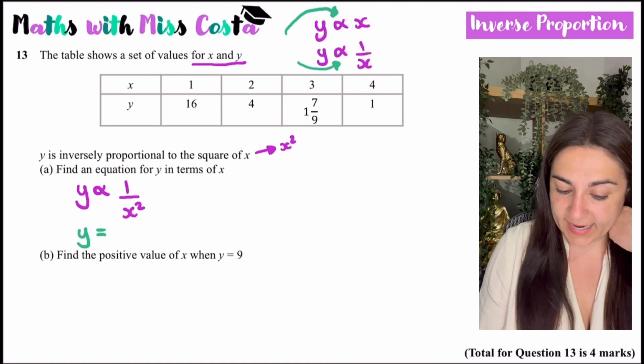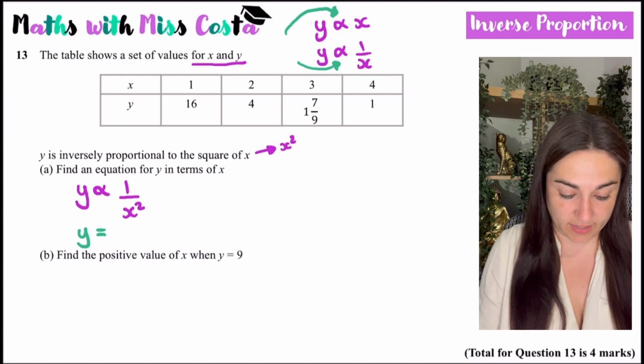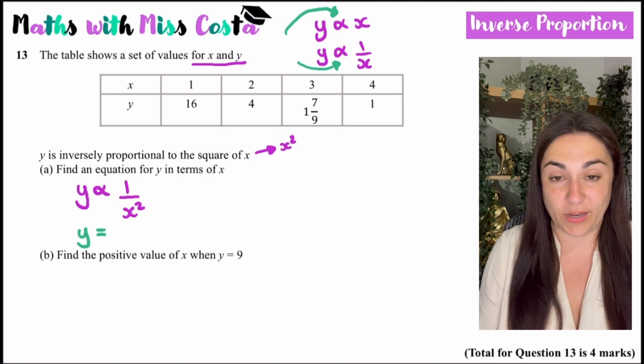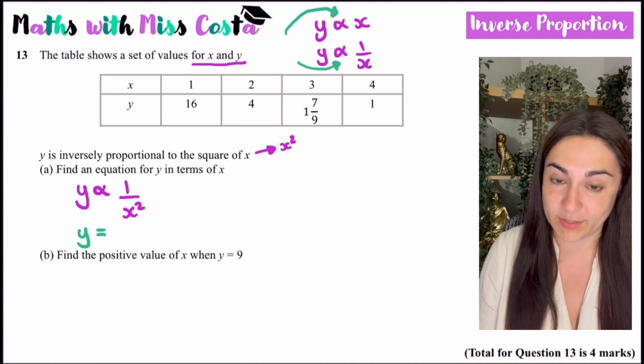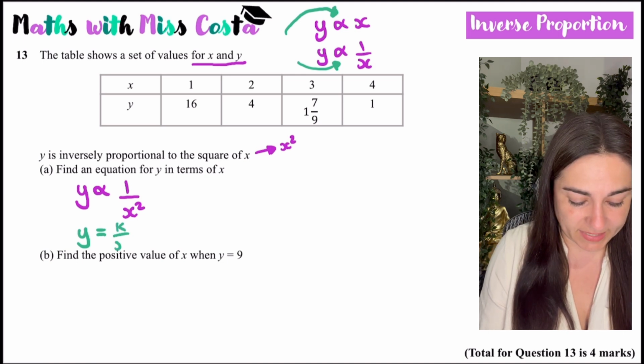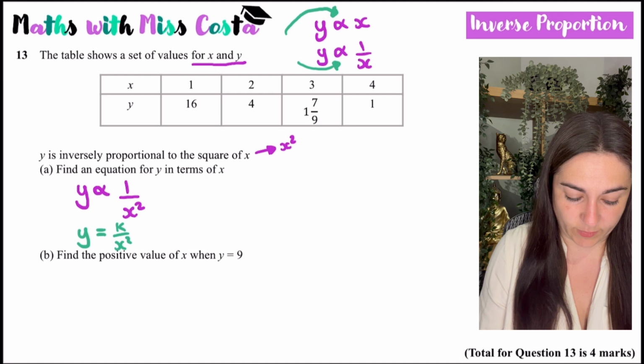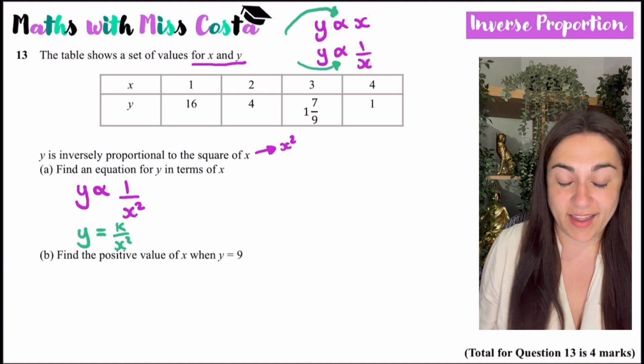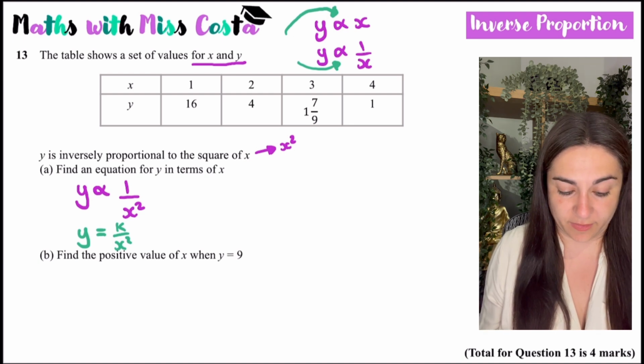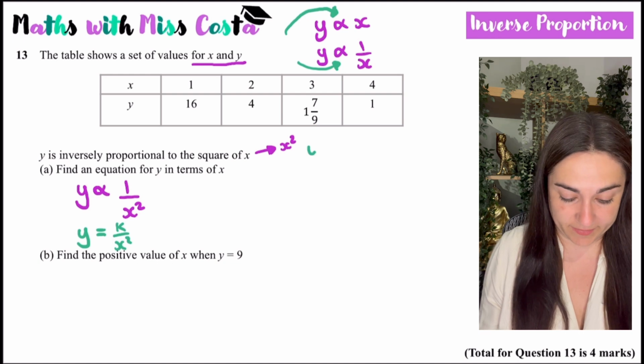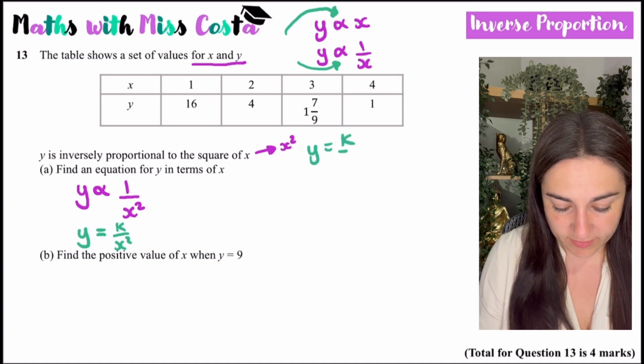So y isn't actually equal to the square of x, it's proportional to the square of x, which means it's going to be something divided by x squared. And I don't know what that something is. And what I do is I work out the value of k by substituting the values in. So I know that my equation is going to be y equals k over x squared.